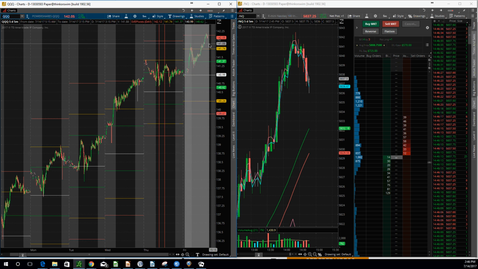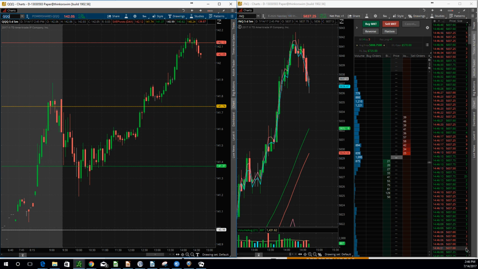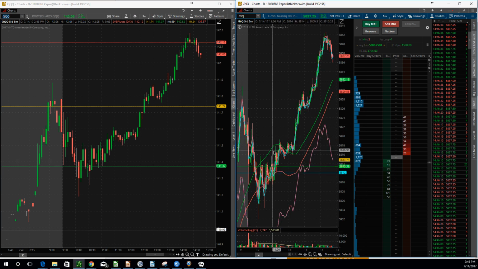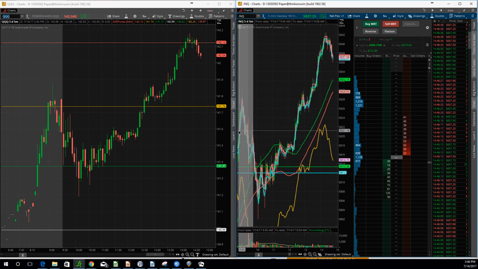let's look at both charts right quick. Let's zoom in a little bit where we can see what's going on here. What I got down here. Let's do it like this, and let me zoom in like this. This morning, let me do that.